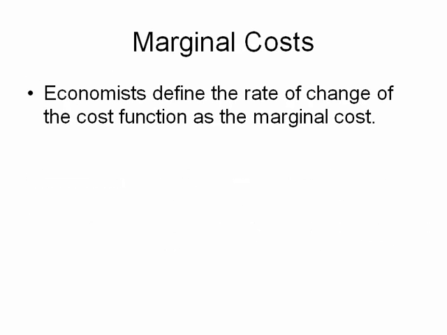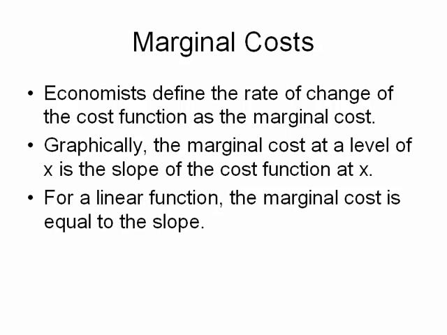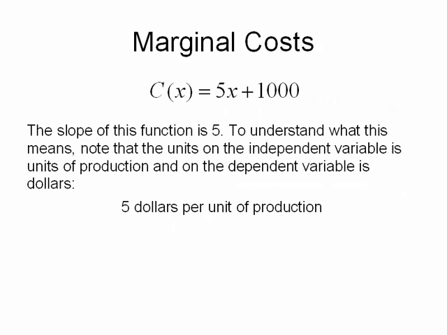Economists define the rate of change of the cost function as the marginal cost. Graphically, the marginal cost at a level x is the slope of the cost function at x. So in our linear function, the marginal cost is just equal to the slope. So looking back at our function c(x) = 5x + 1,000, the slope of this function is 5.